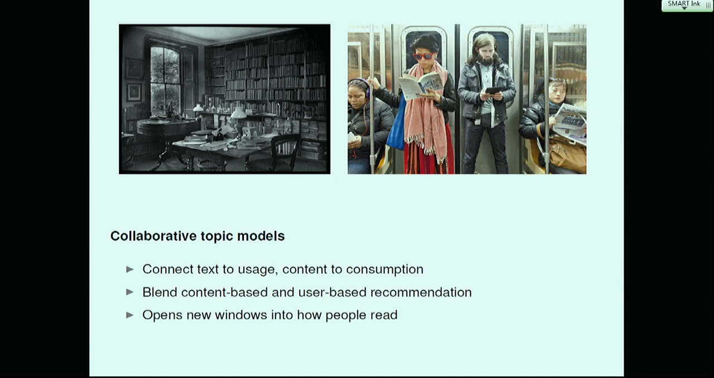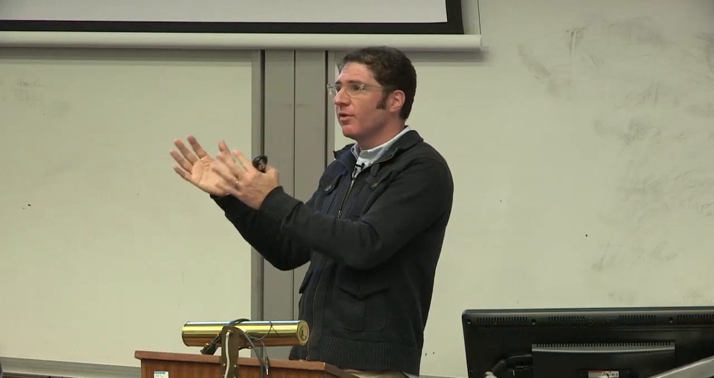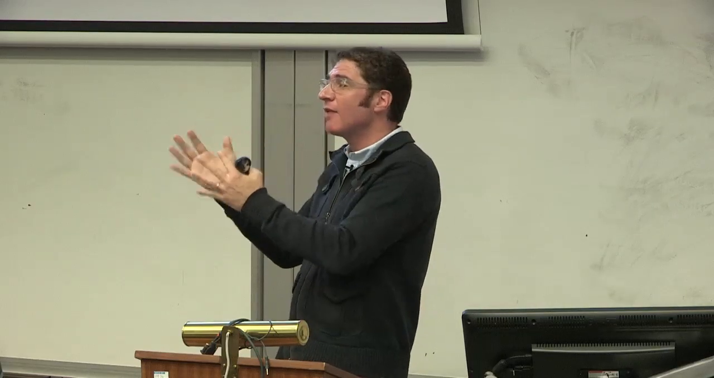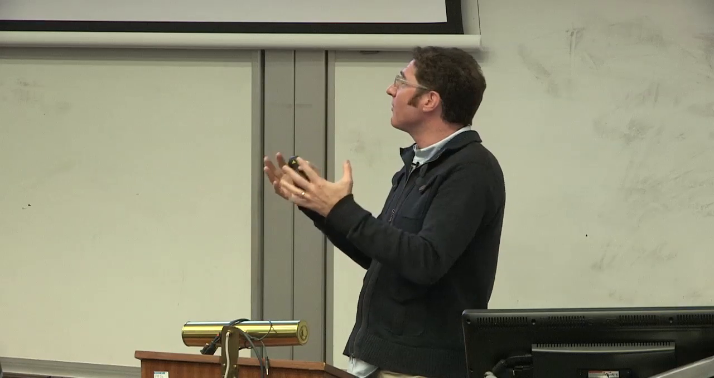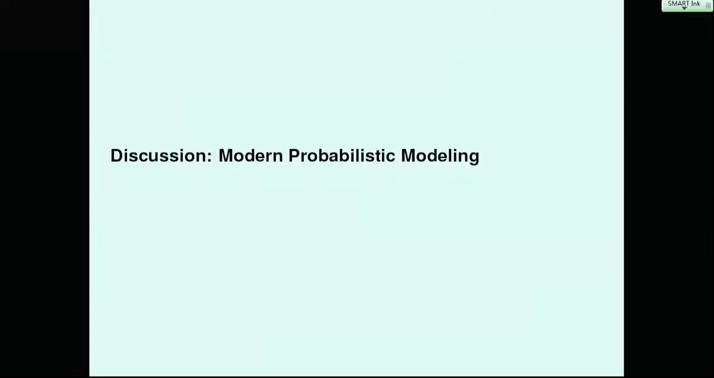And although I didn't talk about it, it captures that spectrum that I mentioned: there is the cold start spectrum where the model, via the posterior distribution, naturally relies more on the content, and then there's the spectrum where many, many people have read the paper, and so the model relies more on user behavior to form recommendations. For the papers that are hardly ever read, this will rely more on the content, and then as they are read more and more, it will rely more on the users. Okay, so finally, I wanted to chat a little bit about modern probabilistic modeling.